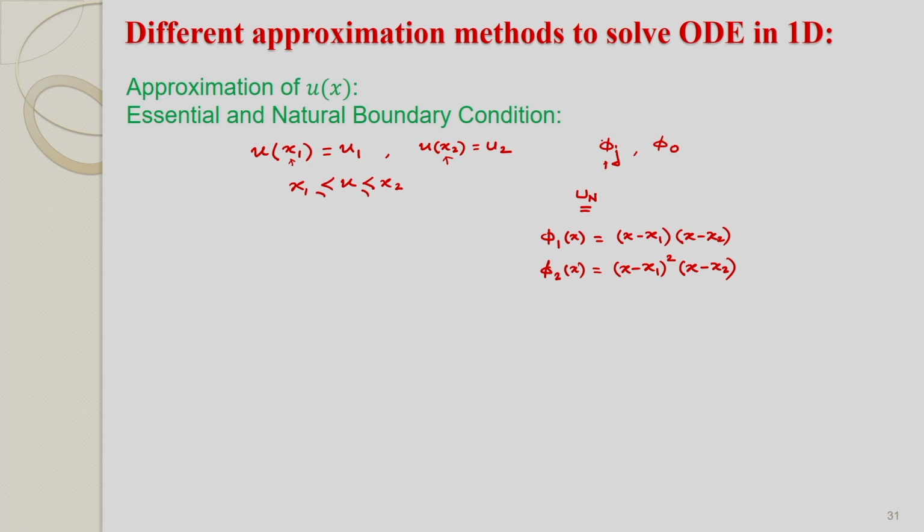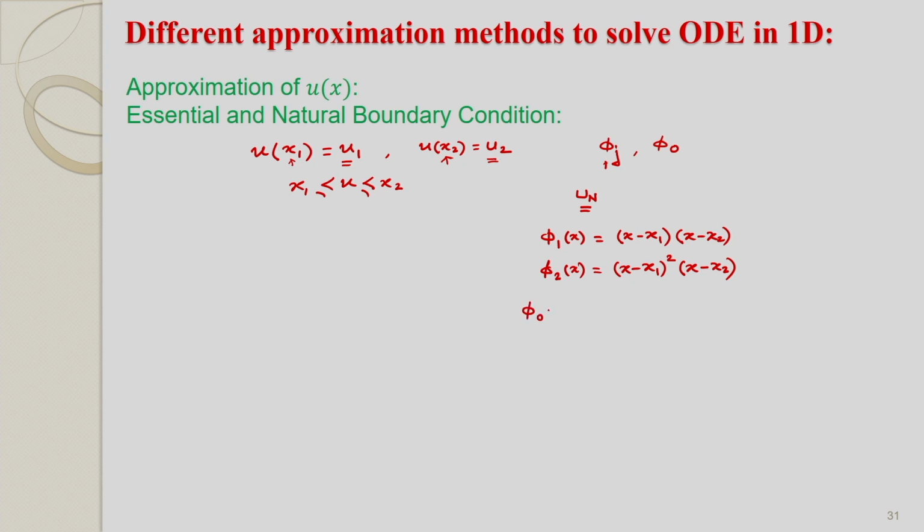So, phi j is only considering the boundary condition point. Now, phi naught should take care of the non-zero part of the essential boundary condition.